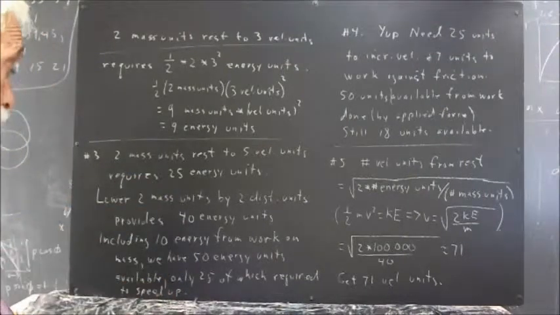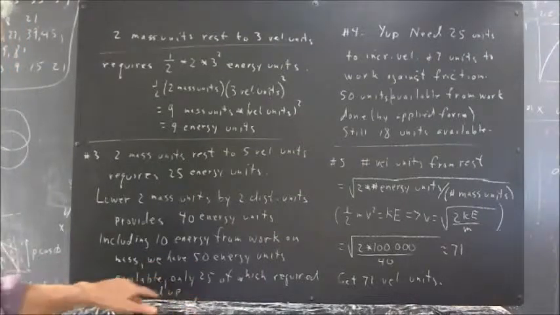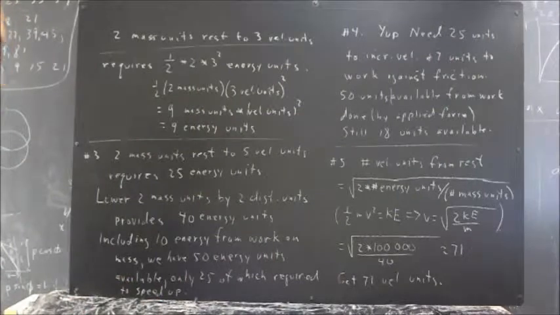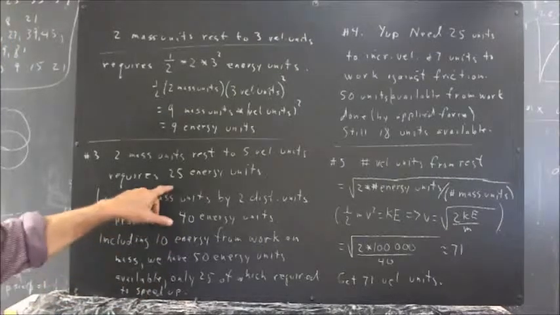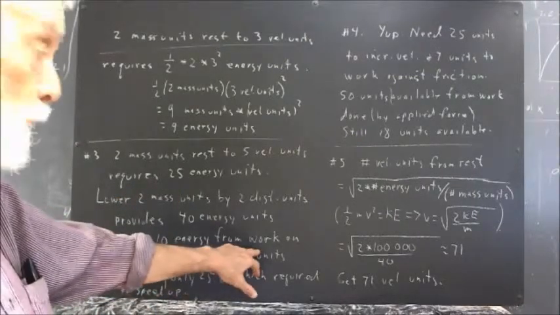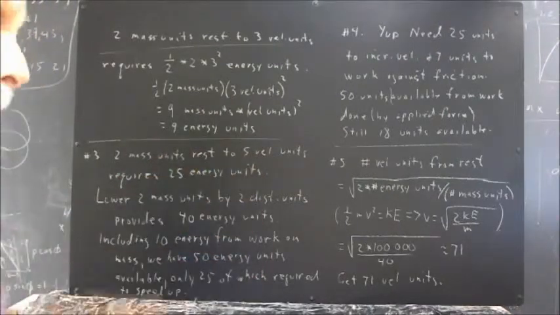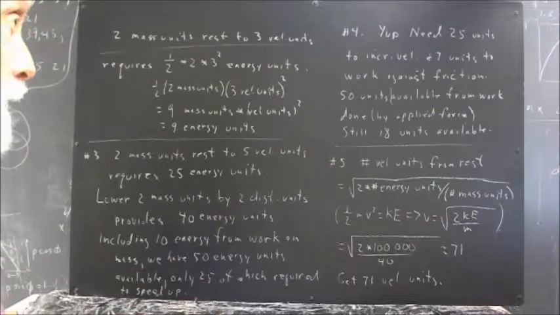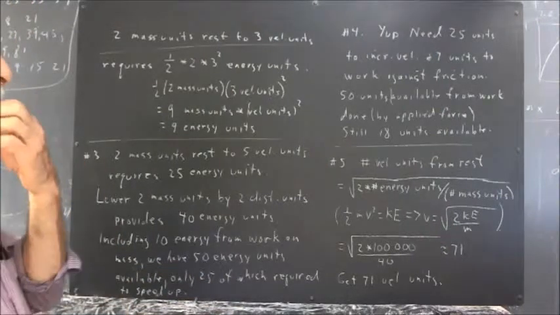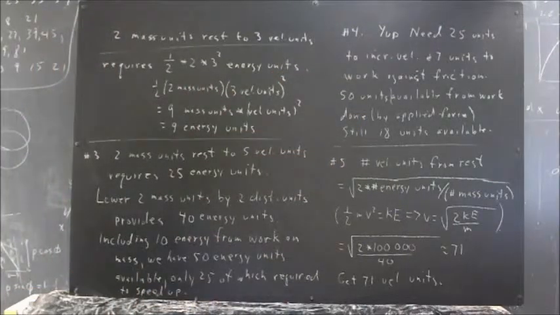So, including the 10 energy units that were said to come from work, we get 40 additional energy units from the fact that the mass goes lower, giving us 50 energy units available, and only 25 of those are required to speed up. So if we don't have something else dissipating a lot of energy or somehow requiring a lot of energy, yes, we can certainly get the 25 energy units that we need from the 10 energy units from work and the 40 energy units from lowering the object, from decreasing its potential energy, if you wish.